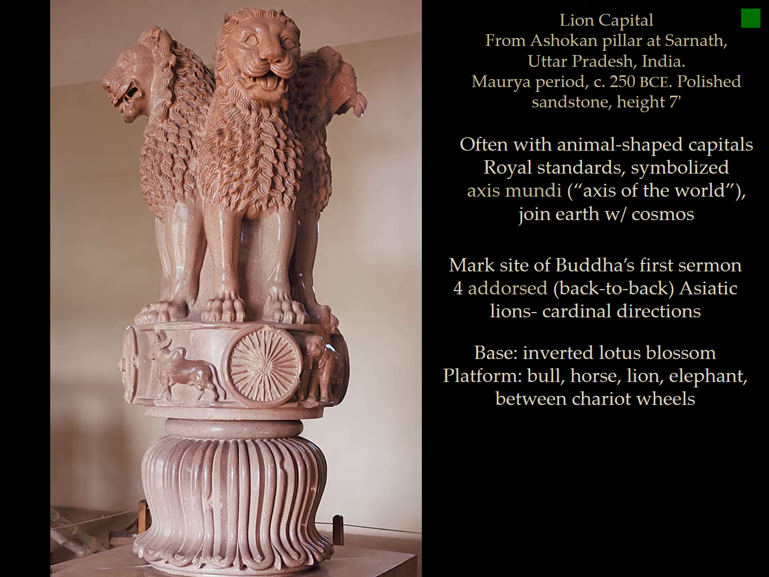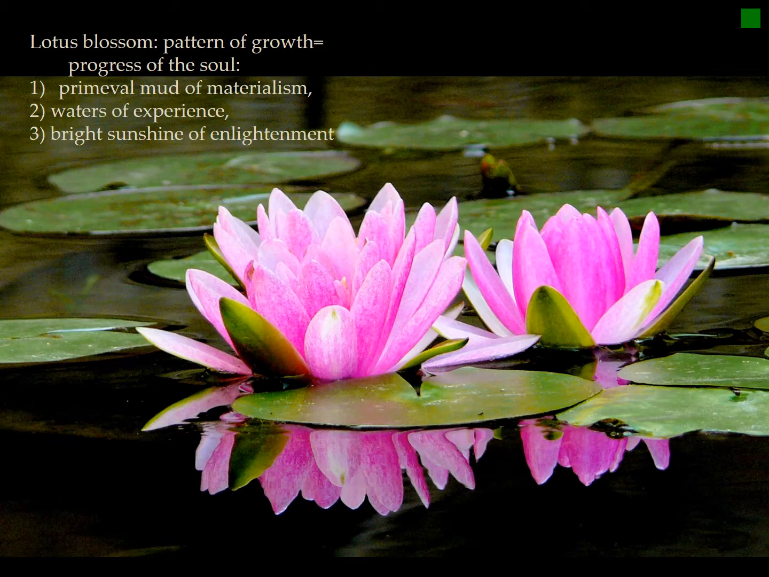The base is going to be an inverted lotus blossom with a platform on which the lions stand, made up of a bull, a horse, a lion, and an elephant, all between chariot wheels. These are symbols of military might and kingship.